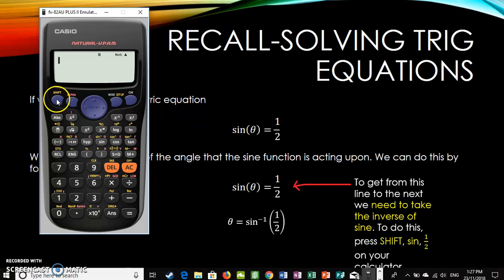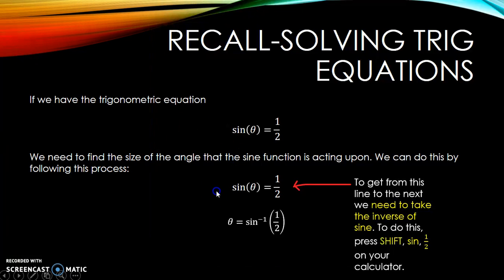So in our calculator we press shift, sine, and we get the little minus there, and then we type in 1/2. And when we do that, we can just simply press equals, and we will get 30 degrees. Just like that. So our angle is 30 degrees here.